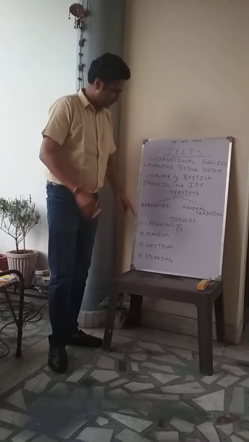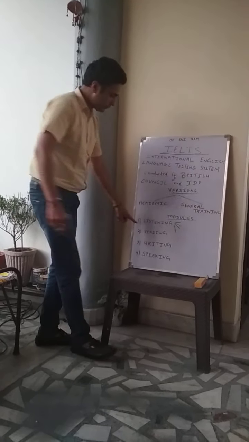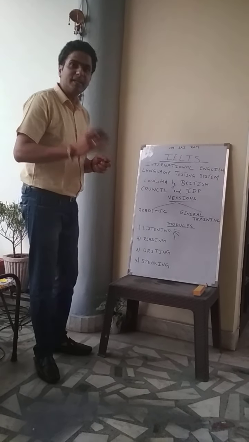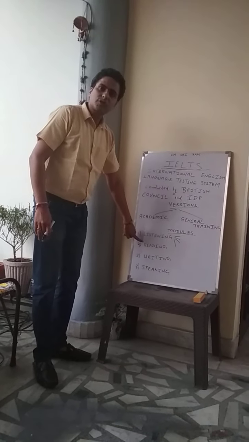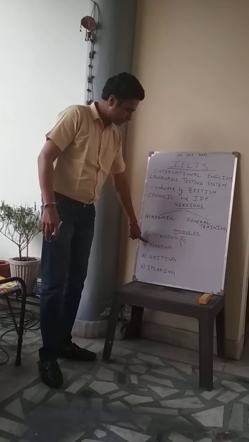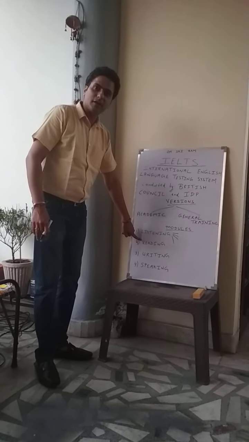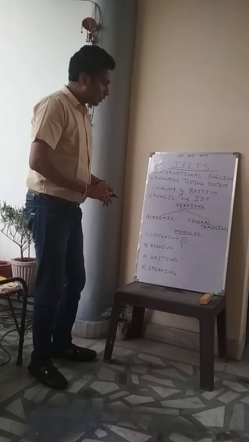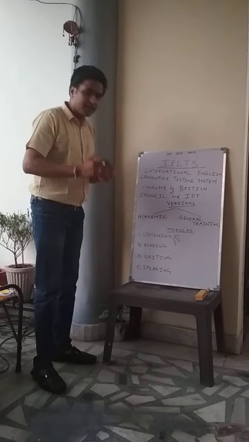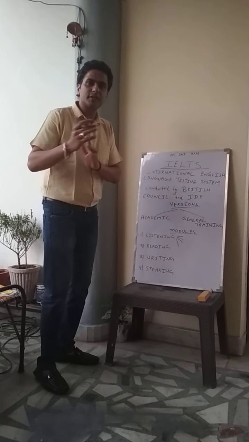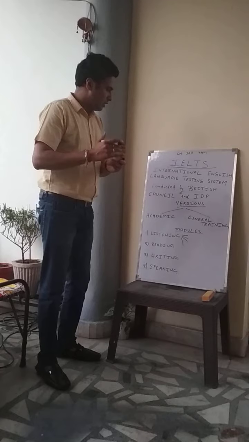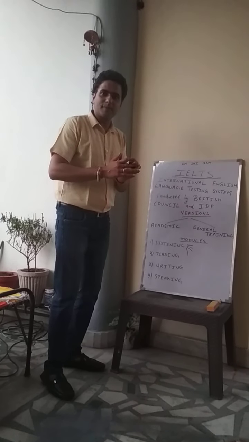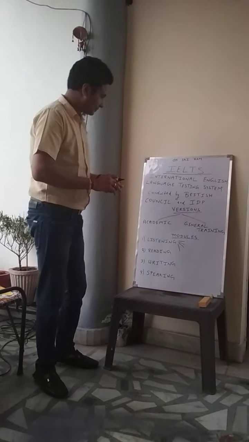Now reading. In reading module, there are 3 sections. You have to read a passage. There will be 3 passages. Again, the total number of questions is 40, and you will be given 1 hour to complete your reading test. Now the level of difficulty increases from the first passage towards the third passage. Or you can say the first passage will be the easiest and the last passage, the third passage, will be the most difficult.